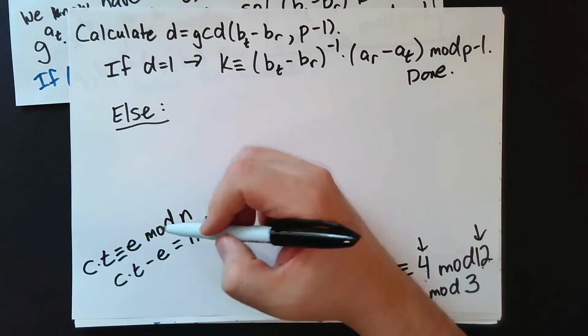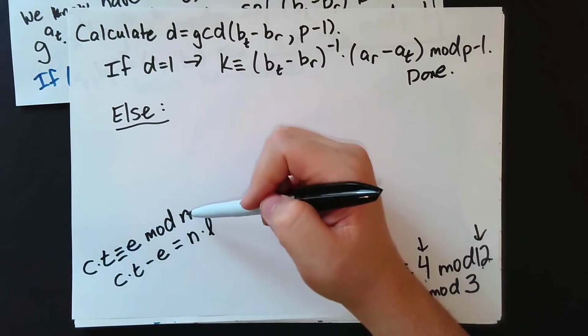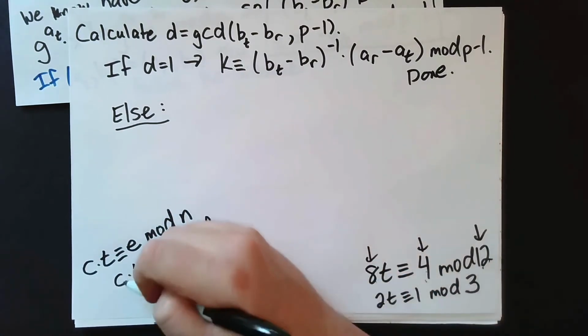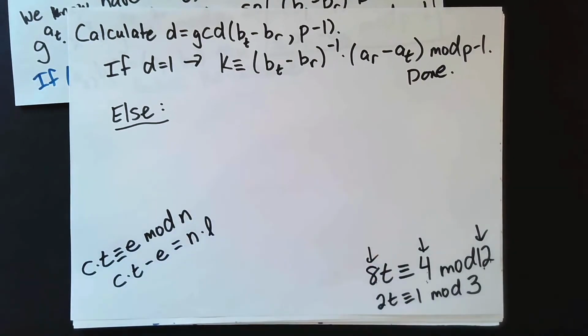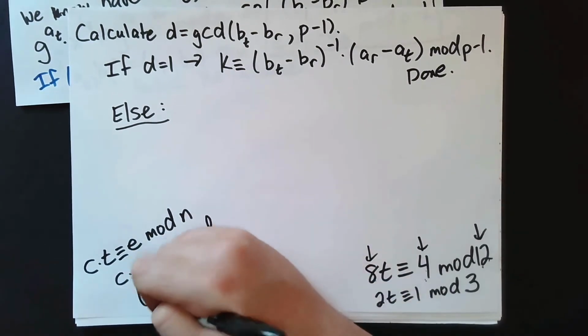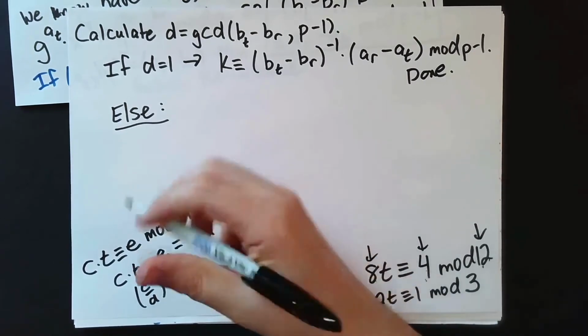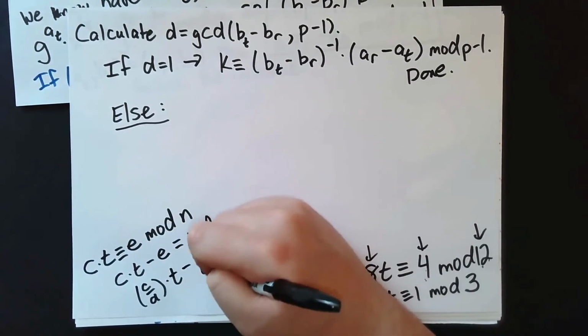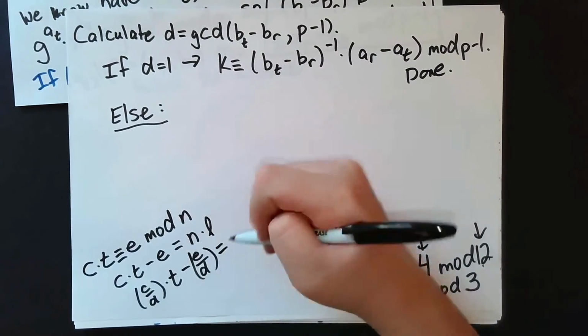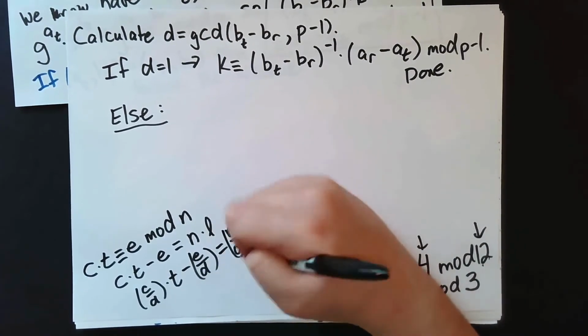And so let's say all 3 of these things are divisible by d. That is, c, e, and n are all divisible by d. Then we would have c over d times t minus e over d is equal to n over d times L.